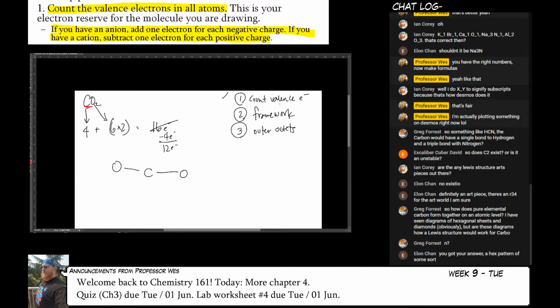Step 3 is do octets on the outside atoms first. And I'm just going to put dots down until there are 8. So 1, 2, 3, 4, 5, 6. And then the line counts as 8. So this atom has an octet. However, that did use 6 electrons to do that. So I only have 6 left. I'm going to do the remaining 6 over here. And I'm all out of electrons. So I've used them all now.